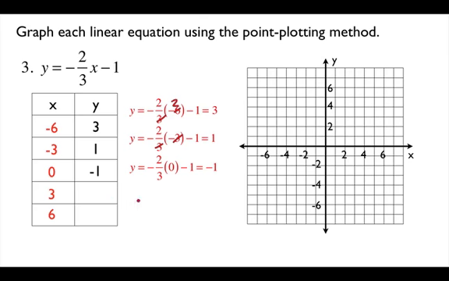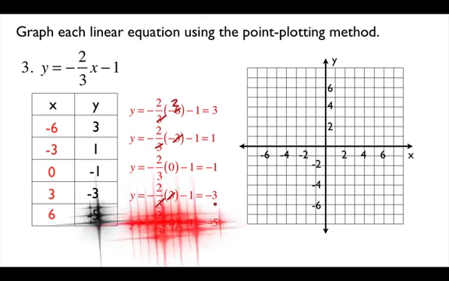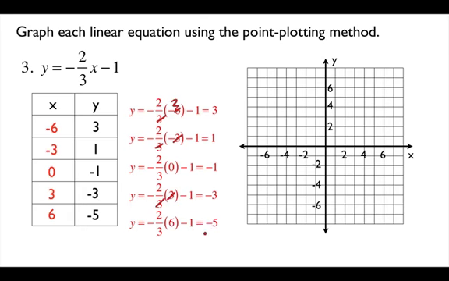When x is equal to +3, negative times positive is negative. So this is -2 minus 1, which is -3. And you should be able to see why this is -5. Once I have this, all I need to do is just plot the points. -6, 3. There you see it. -3, 1. 0, -1. 3, -3. 6, -5. I connect these points with a line. And this is the answer to number 3.